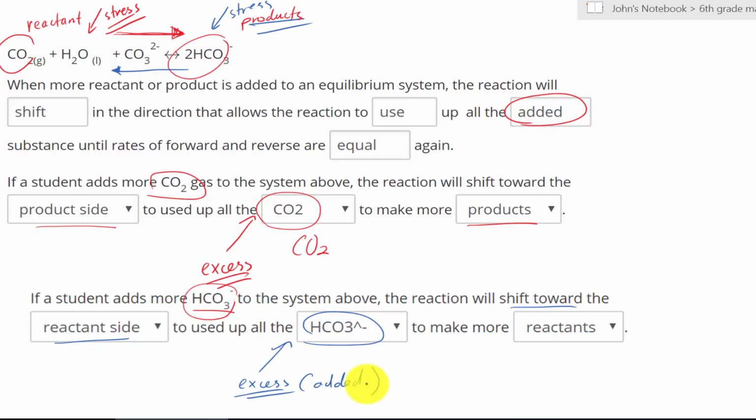And by understanding the concept of the Le Chatelier principle, we can control a system to make more of the product or to make more of the reactant, whichever we like.